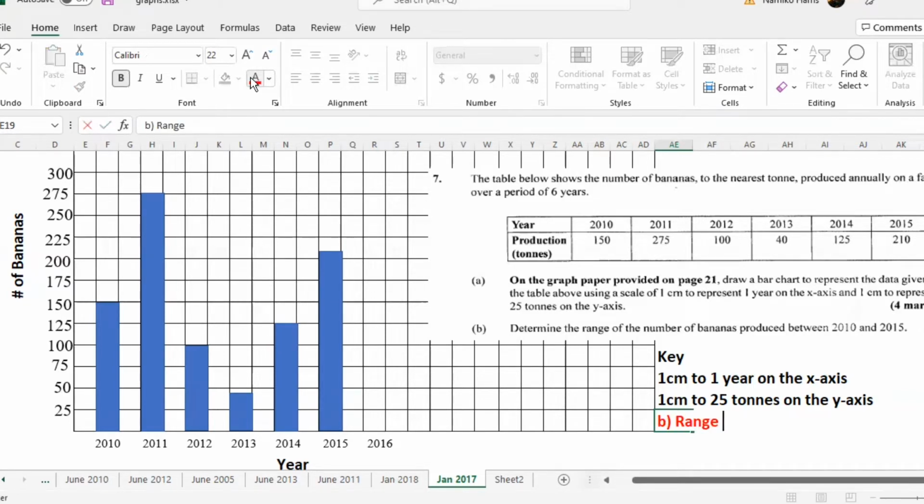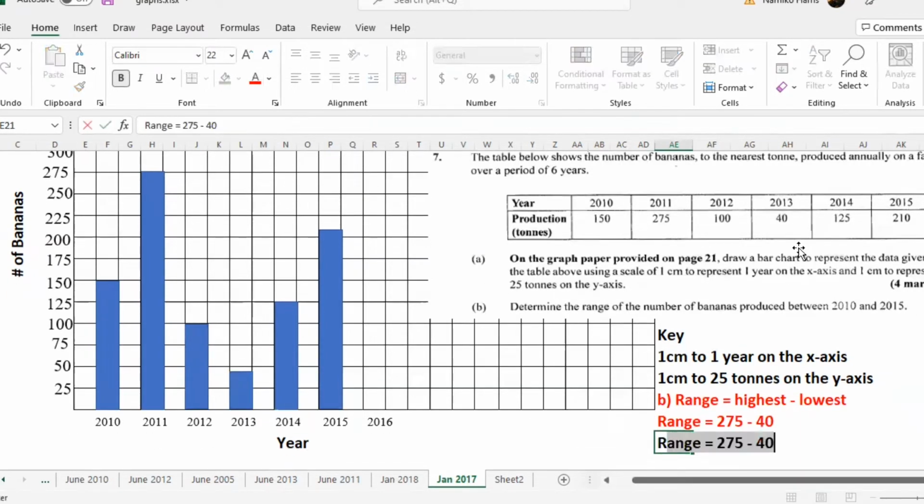So range is equal to the highest minus the lowest. In this case, we are looking at the production level. So therefore, range would be equal to our highest production was 275 minus the lowest production, which is 40. And therefore, our range is equal to, when you do that subtraction, what you will get is 235, and our unit is tons.